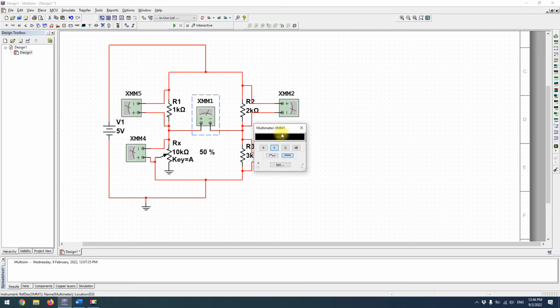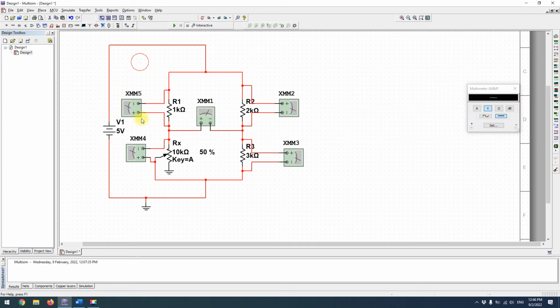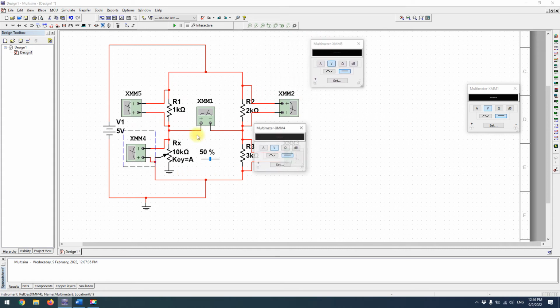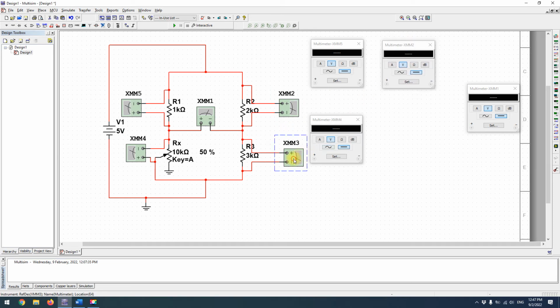Now this is our VAB. Then let's take this one here and here, XM2 to be here, and XM3 to be here. We already know that we are taking Vx minus V3, so this is actually XMM4 minus XMM3. This minus this, and you will get the VAB value here. Now just double check that every connection is fine.